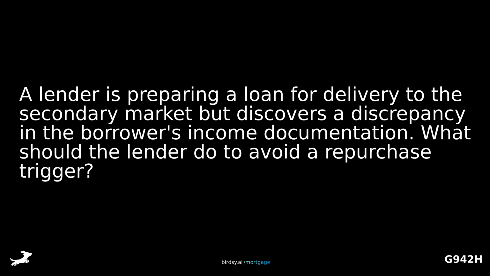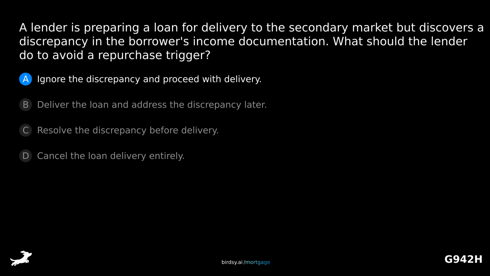A lender is preparing a loan for delivery to the secondary market, but discovers a discrepancy in the borrower's income documentation. What should the lender do to avoid a repurchase trigger? Is it A, ignore the discrepancy and proceed with delivery? B, deliver the loan, and address the discrepancy later. C. Resolve the discrepancy before delivery. Or D. Cancel the loan delivery entirely.